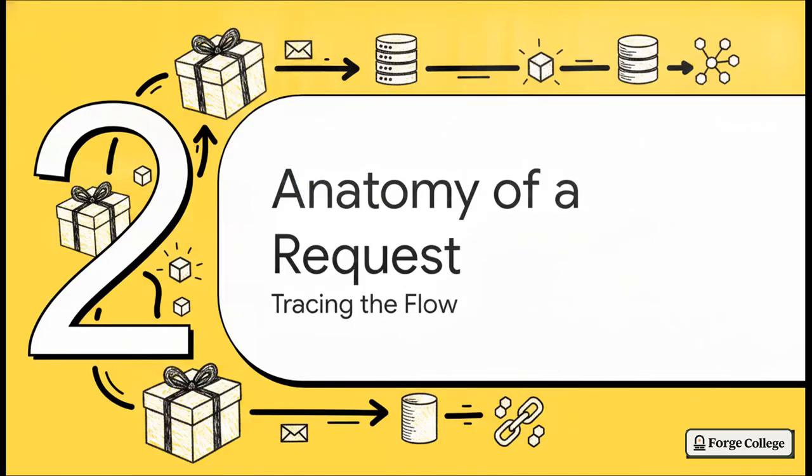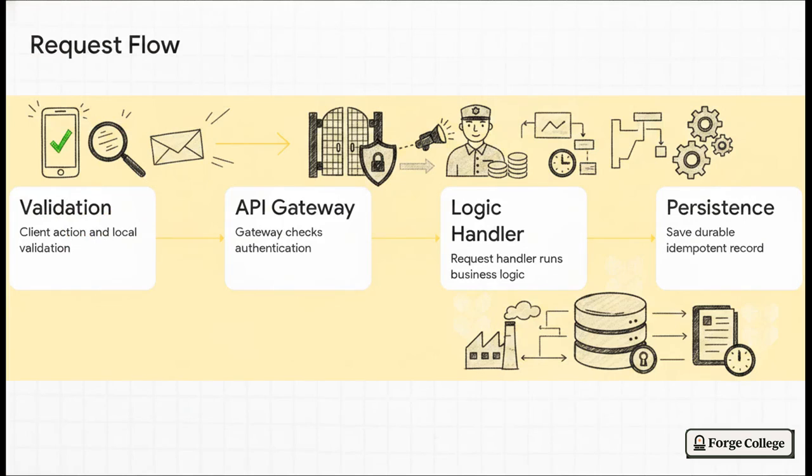Moving to Section 2, Anatomy of a Request, Tracing the Flow. To avoid losing those precious packages, we need to trace a single request through 4 specific steps of a solid hybrid app architecture. Step 1 happens entirely on the user's device: client action and local validation. The client double-checks the envelope, making sure all the inputs are valid before sending it off. Never assume your server is going to catch every data problem.